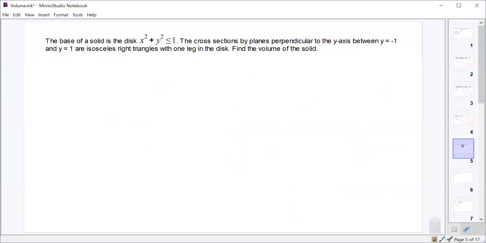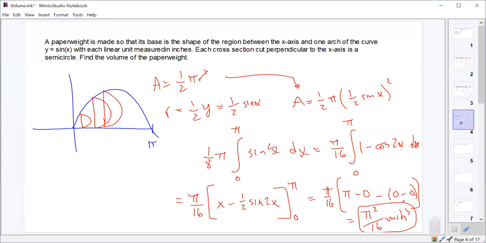You guys are awfully quiet today. Inches cubed, right? Oh, were they inches? Did I say inches in there? Oh, I did say inches. All right, sure. Inches cubed. Perfect.